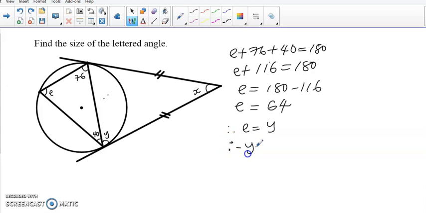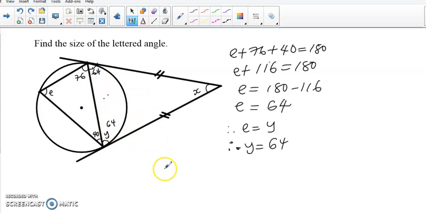Therefore, y also is 64. Okay, so since here is 64, we can find our x. Here we are given that this side and this side are equal. So since this side and this side are equal, the triangle we are looking at is an isosceles triangle. So here also will be 64, the base angles of an isosceles triangle.